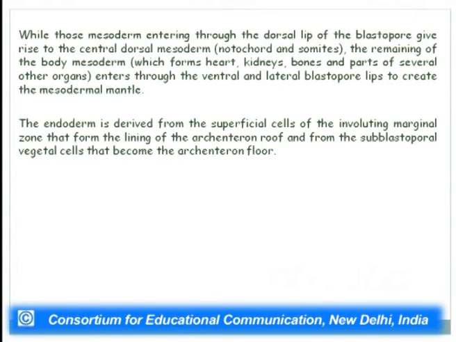We have already talked about this: the endoderm is internalized, and it is derived from the superficial cells of the marginal zone and also the vegetal endodermal cells, which form the roof and the floor of the archenteron. So, this gut cavity is lined on both sides by the endoderm. The remnant of the blastopore, where the endoderm meets the ectoderm, then forms the anus.